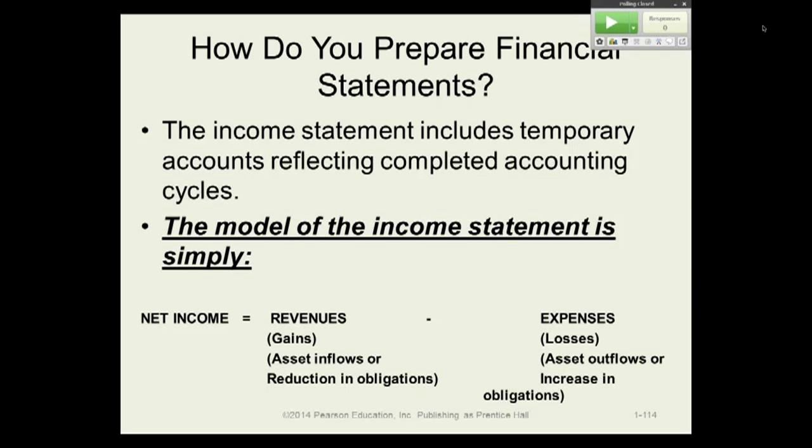So now we're going to use the $8,500 in revenues and the rent expense of $2,000 and the salary expense of $1,002 to prepare the first statement or the income statement. So let's do that now.